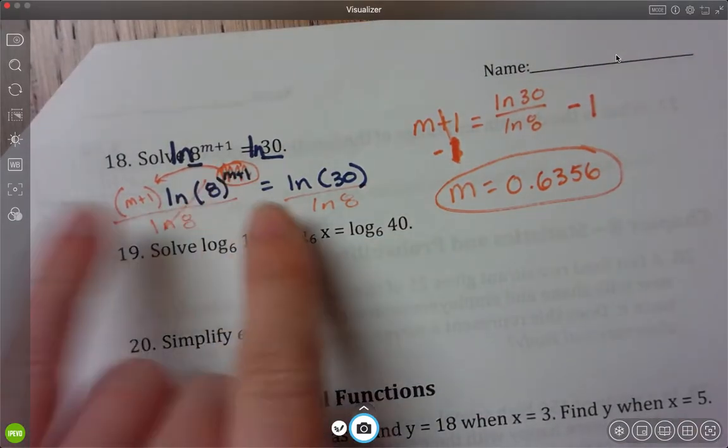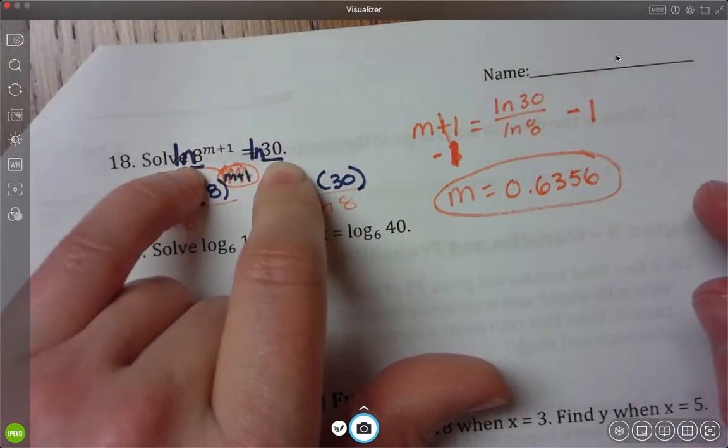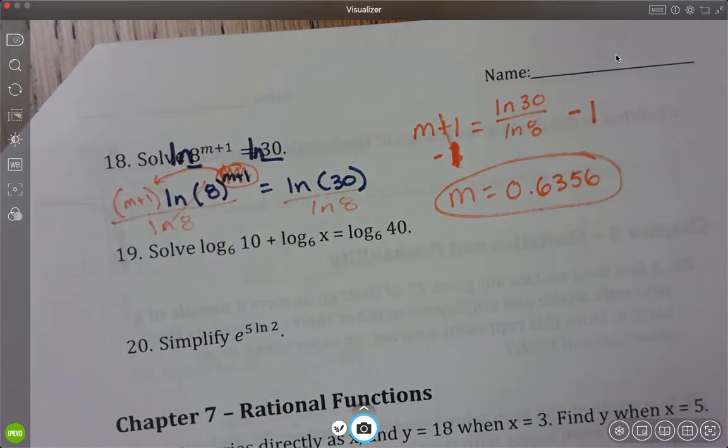So because I could not write those as the same number, I would have to put a log in front of both sides, or an ln in front of both sides, and then solve it that way, okay?